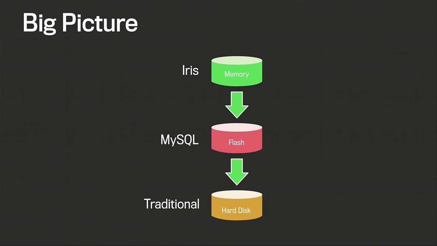So the summary of this, what are the takeaways? This is kind of the big picture. We have this new system we've set up. We took our existing messages system, and we put this new system in front of it, Iris, using this in-memory queue, which persists down to MySQL on Flash. And this enables us to have a lot of different properties.